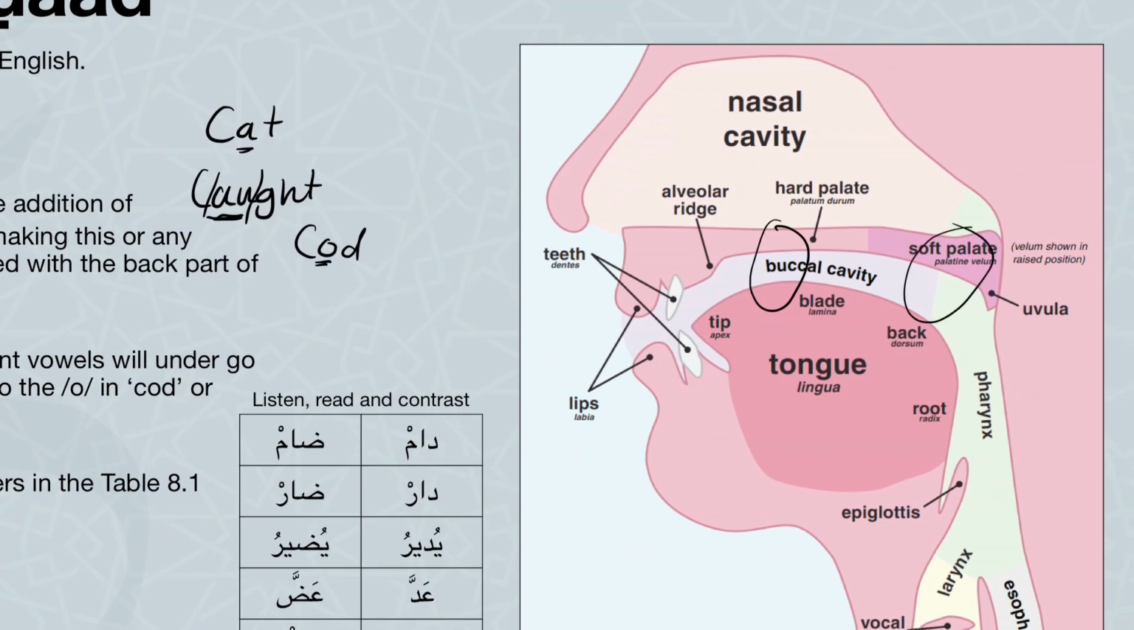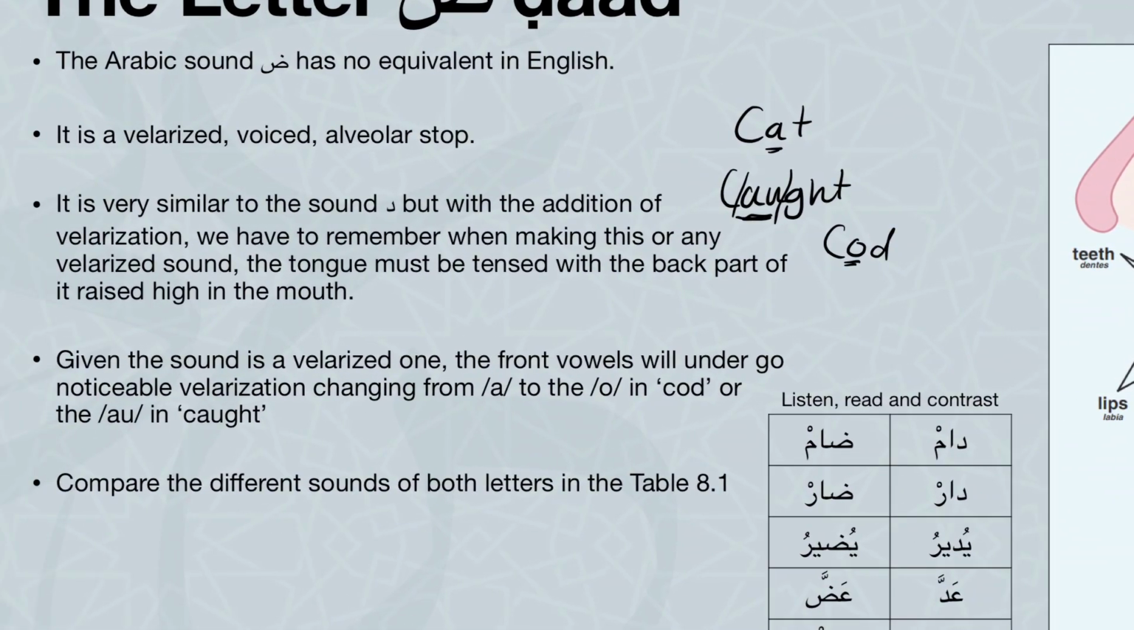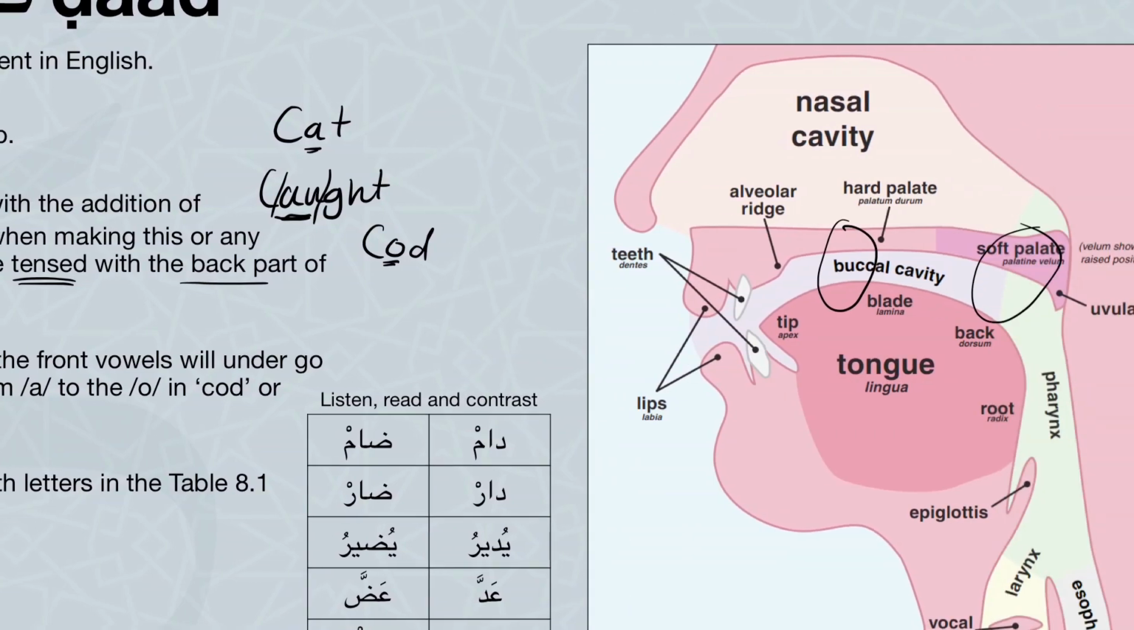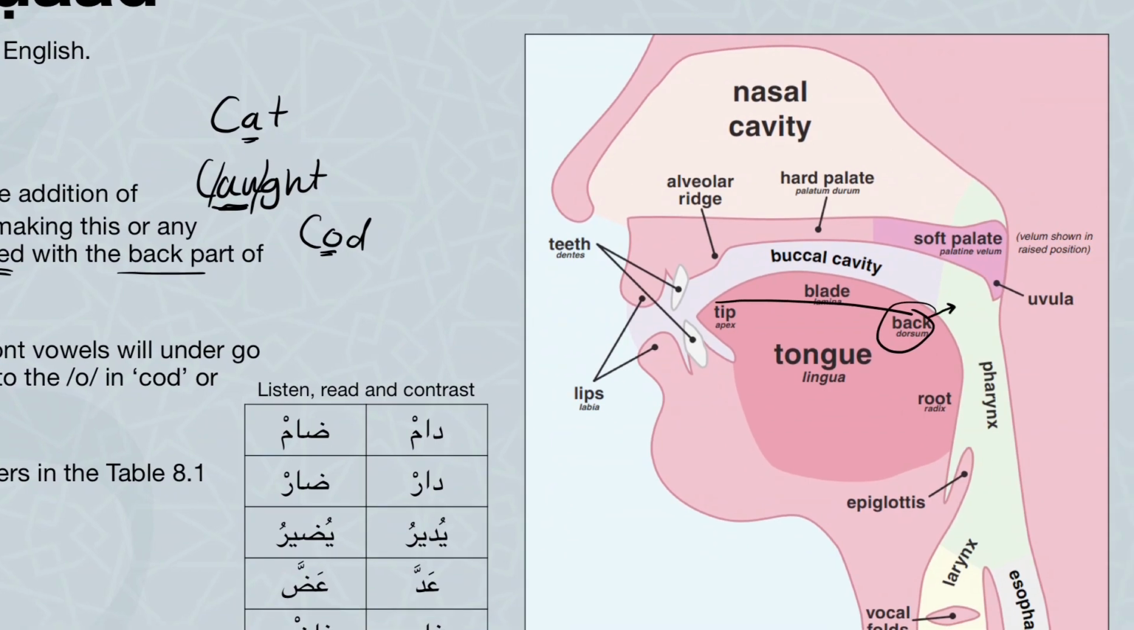And how do we do that in our mouth? It's basically by tensing our tongue, with the back part of the tongue raised high in the mouth. So this tongue here, by this shape, is a relaxed tongue. But if we tense it, as the blade becomes tensed and the back is pushed a little bit to the back, this is how we achieve the velarization.